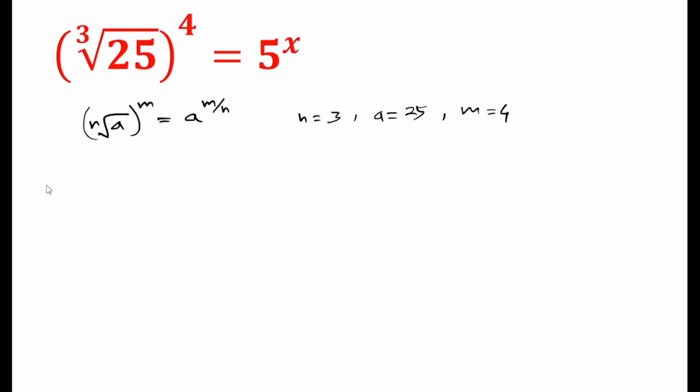So here we can write 25 to the power 4 divided by 3 is equal to 5 to the power x. Now simplify that. So we can write 25 as 5 square, whole to the power 4 by 3, is equal to 5 to the power x.